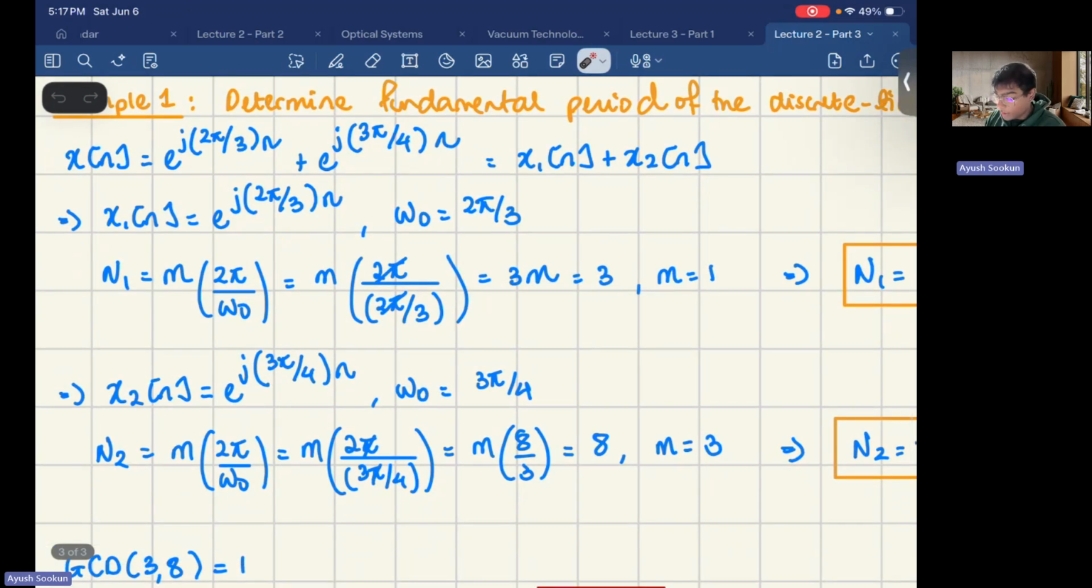Now do the same thing for x2. So x2 is equal to e to the j 3 pi over 4 n, where omega 0 is 3 pi over 4. So n2 has to be equal to m times 2 pi over omega 0, replacing my omega 0. The pi's cancel, so you have n2 equal to m times 8 over 3.